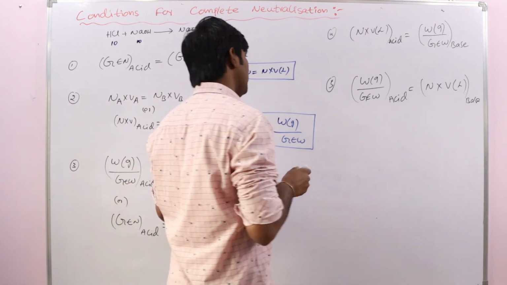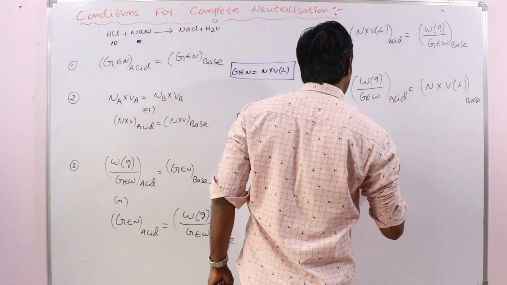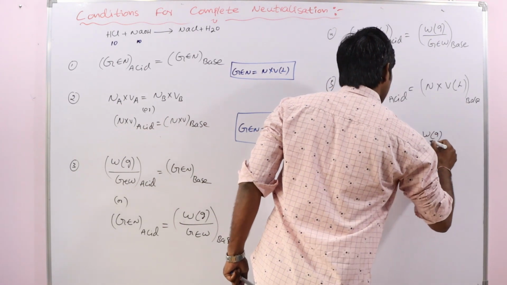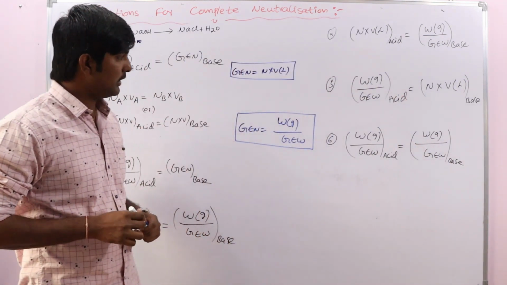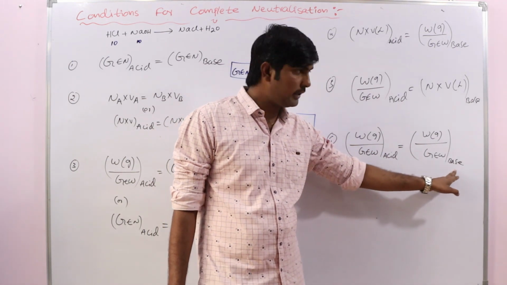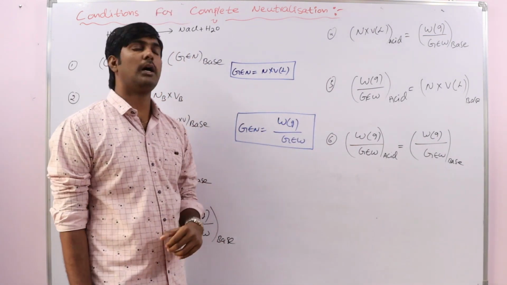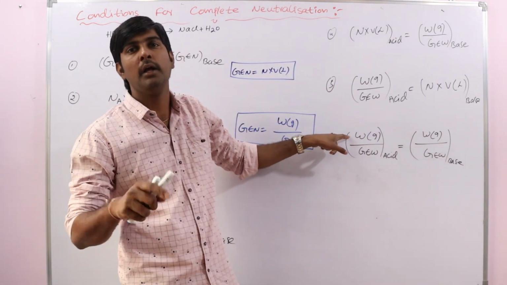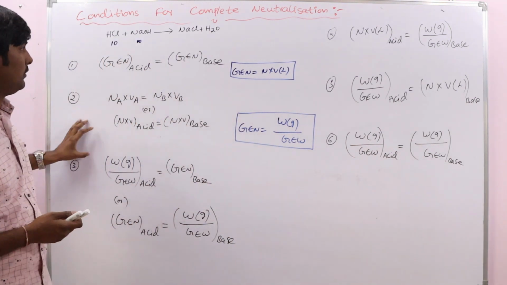And we can write one more relation also here, that is weight by gram equivalent weight of acid is equal to weight by gram equivalent weight of base. So in this case, they will provide weight and gram equivalent weight of acid and gram equivalent weight of base, and ask you to find what is the weight of base after complete neutralization. Or if they give weight of base, they will ask you to find what is the weight of acid at complete neutralization. So depending upon the information we have to use the suitable relation.